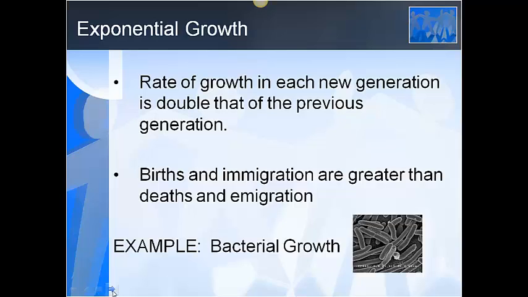An example of when this might actually happen is in bacterial growth. There's a little picture of bacteria there. Bacteria grow very rapidly as far as their reproductive rate goes, so they usually reproduce more quickly than they die. Also, the movement in and out of the population is pretty limited, so immigration and emigration are usually limited. So their population growth rate is going to keep increasing faster and faster as long as they have all the resources they need.